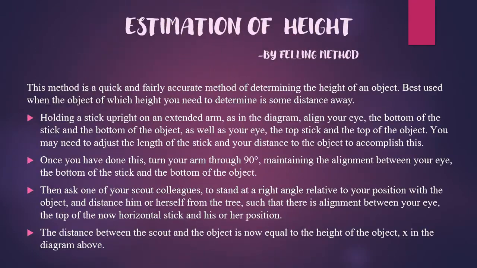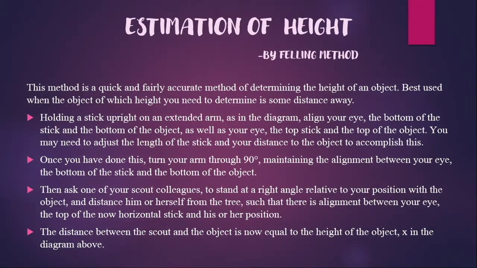Estimation of height, by felling method. This method is a quick and fairly accurate method of determining the height of an object. Best used when the object of which height you need to determine is some distance away. Holding a stick upright on an extended arm, align your eye, the bottom of the stick, and the bottom of the object, as well as your eye, the top of the stick, and the top of the object. You may need to adjust the length of the stick and your distance to the object to accomplish this.